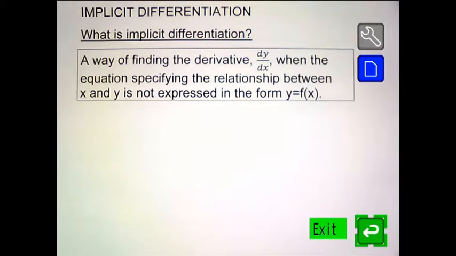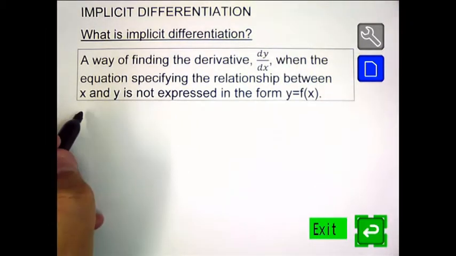I'd like to talk a little bit about what implicit differentiation is, how you go about using it, and when you would use it. So let's just start here. Basically, intuitively, informally, I guess I should say, implicit differentiation is a way of finding the derivative dy over dx when the equation specifying the relationship between x and y is not expressed in the form y equal to x. Maybe by contrast I can illustrate what I mean there.